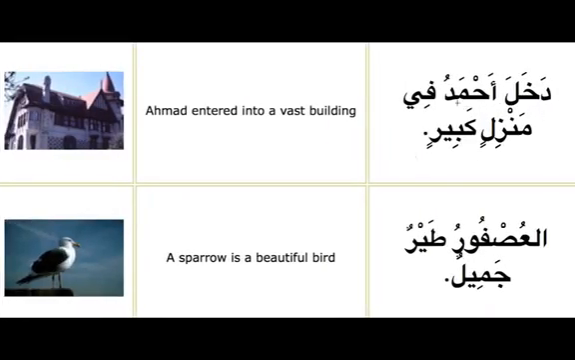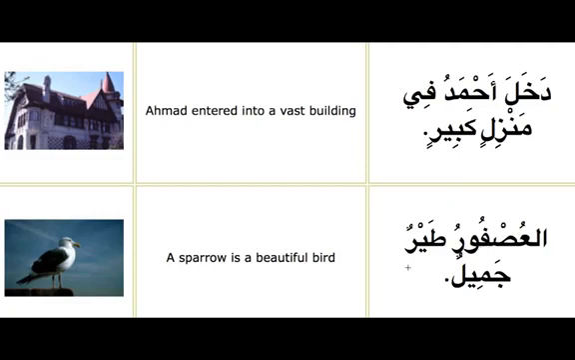Dakhala Ahmadu. So we use a verbal sentence now. We were using nominal sentence, Jumlatul Ismiya. Now we'll use Jumlatul Fi'liya. Dakhala Ahmadu. Ahmad entered. Where did he enter? In a building. But you're describing the building here. Kabir, in a big building. So we say Ahmad entered a big building. دخل أحمد في منزل كبير.